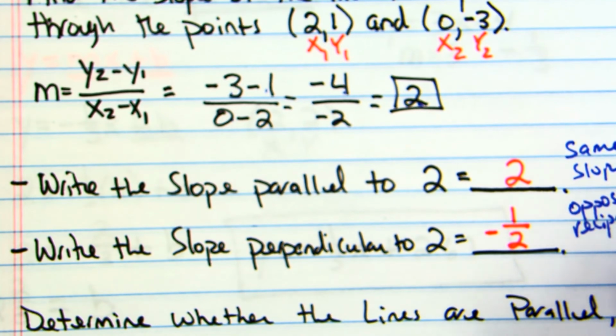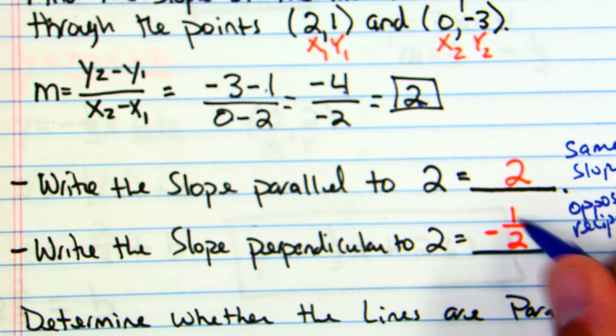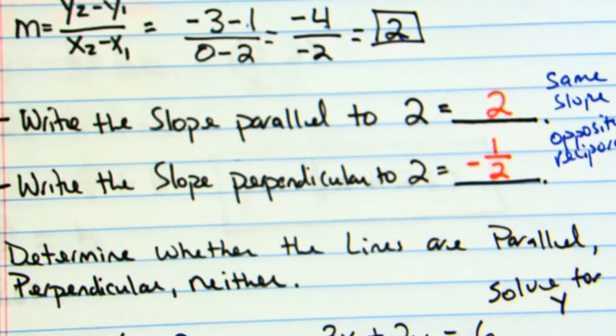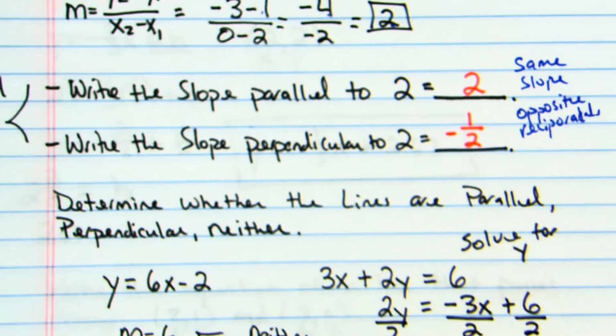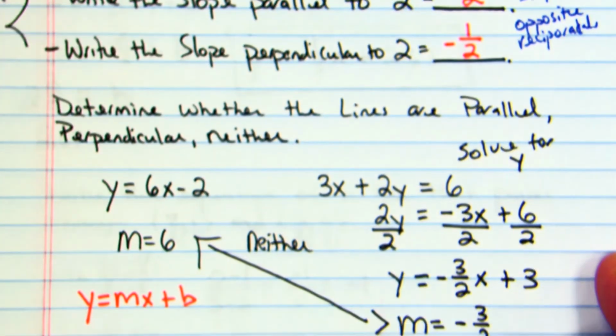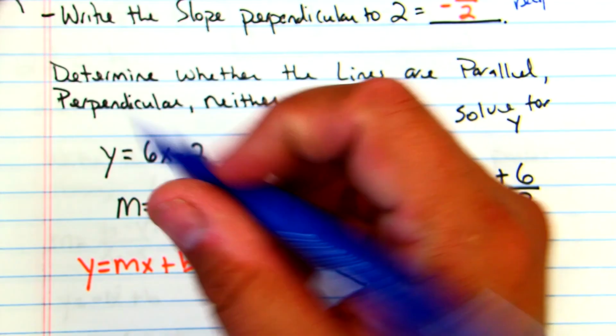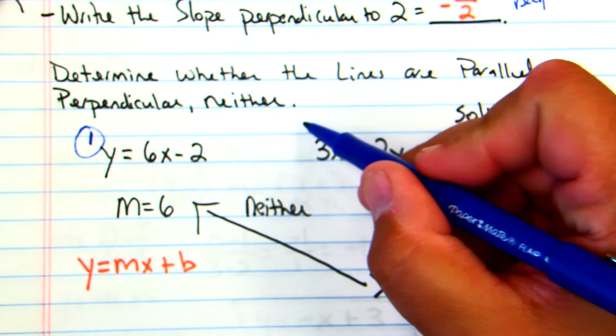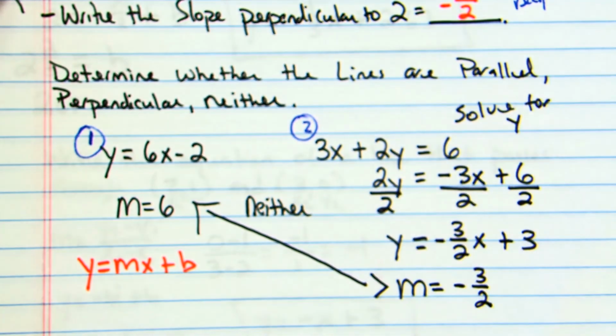So what we do is we flip it and change the sign. Flip it and change the sign. Now, if we're going to determine whether the lines are parallel, perpendicular, or neither, for instance, in this one, if I tell you line 1 is y equals 6x minus 2, and line 2 is 3x plus 2y equals 6, and I want to know if they are parallel, perpendicular, or neither.